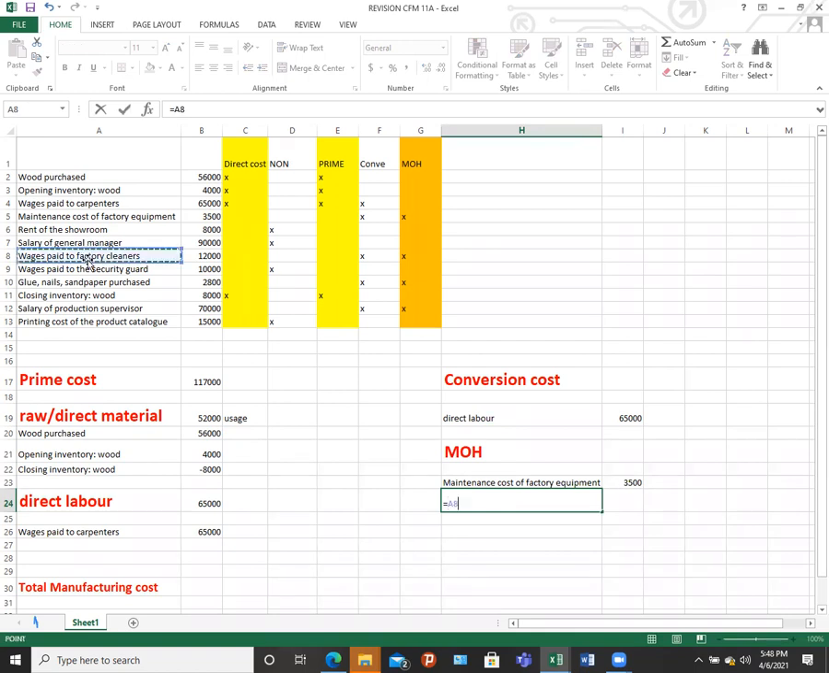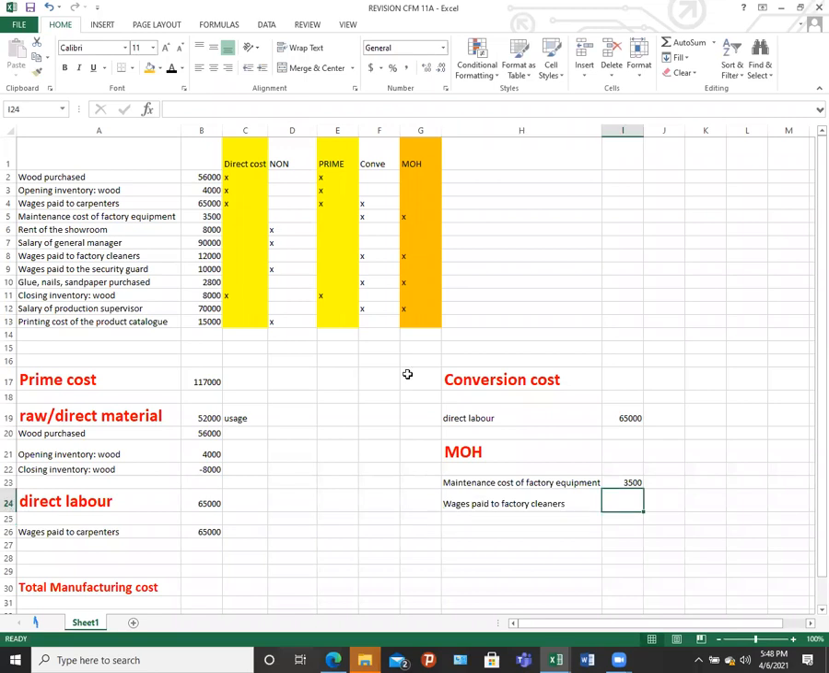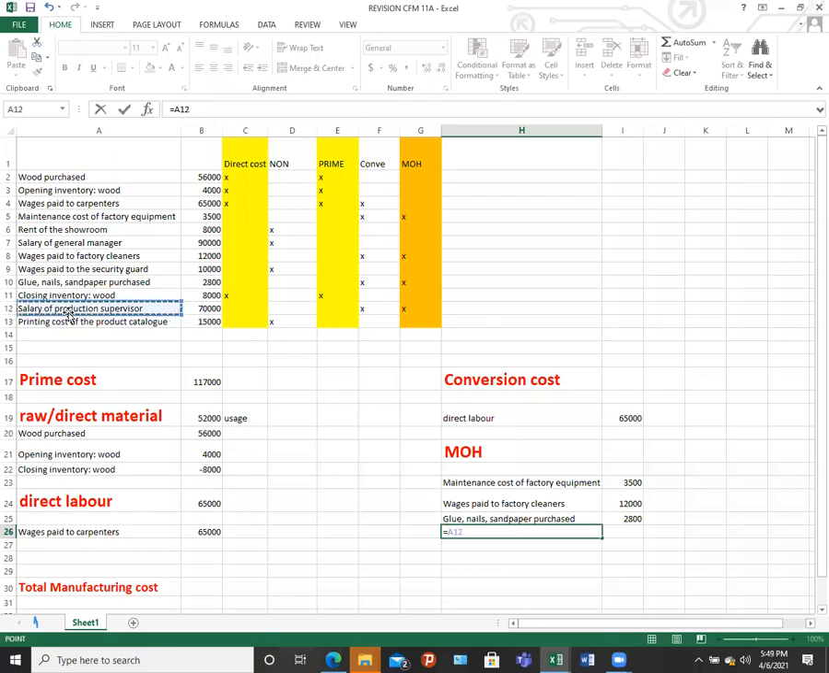Next. Wages paid to the factory cleaners. Okay. With how much? Okay. Next. Glue, nails and paper purchased. Correct. When you are writing, guys, don't panic. Please take your time. Salary of production supervisor. We are done. Yes, we are done.